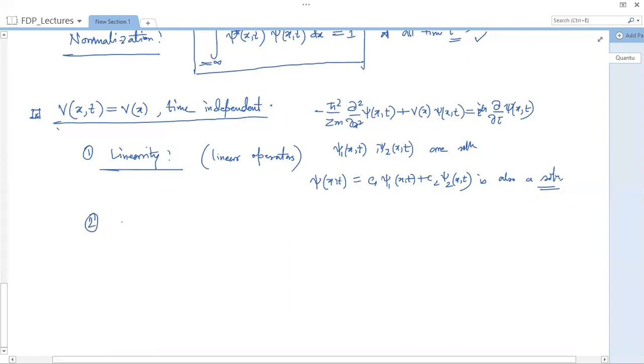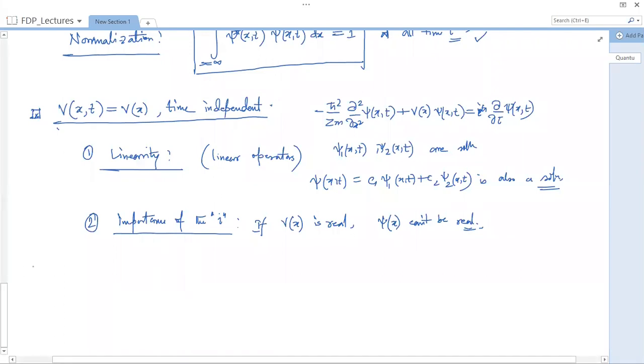The second thing is the importance of the complex number. If V of x is real, psi of x cannot be real. Because if V of x is real and psi of x is real, on the left hand side we will have a real quantity, and on the right hand side we will have an imaginary quantity, which cannot be satisfied. So psi of x cannot be real.